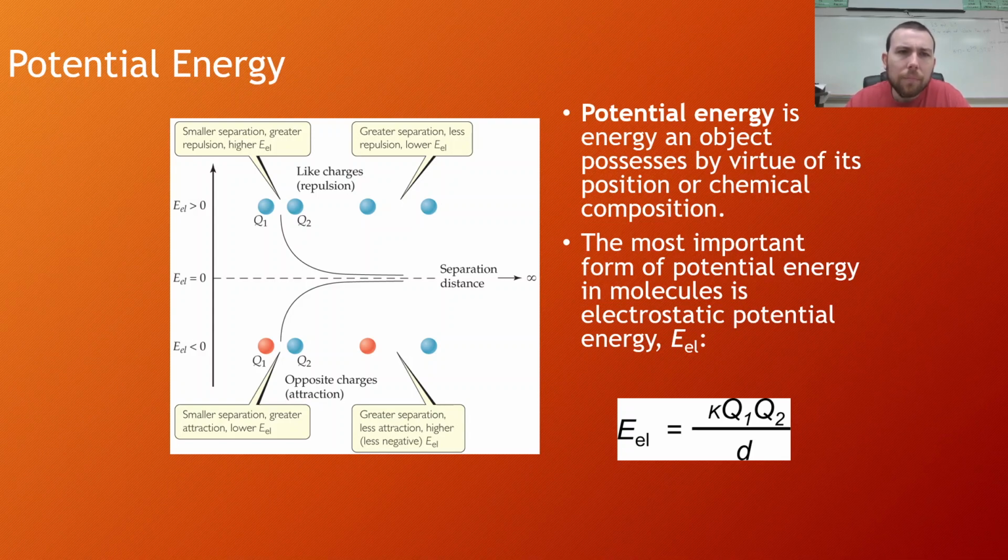If you look at this diagram, if you have two like charges, their potential energy is going to be highest when they're closest together. That's the scenario at the top with the two blue spheres, Q1 and Q2. Their electric potential energy is highest when they're closest together, because they're not going to want to be close to each other. Whereas for oppositely charged particles, their electrostatic potential is going to be highest when they're farther apart from each other, because they're going to want to get closer to each other. So that's potential energy in a nutshell.